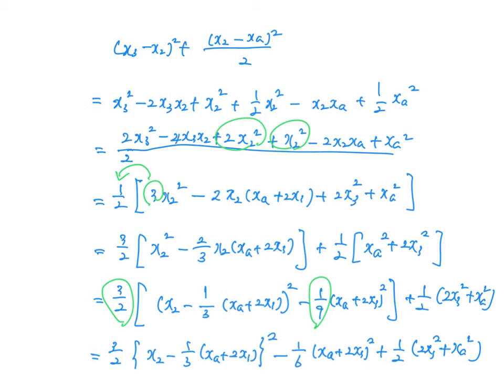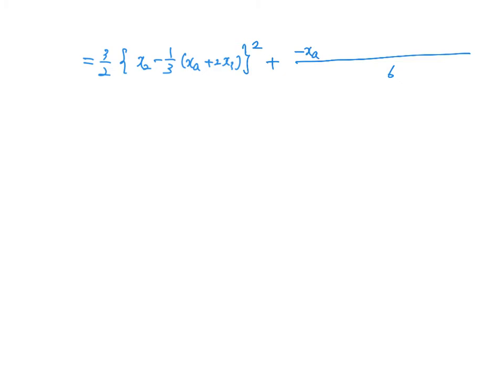So we have the following formula. We have 3 over 2 x2 minus 1 over 3 xa plus 2x3 square, total square, plus, we can put them together as a 6, minus xa square, minus 4xax3, minus 4x3 square plus 6 x3 square plus 3xa square.